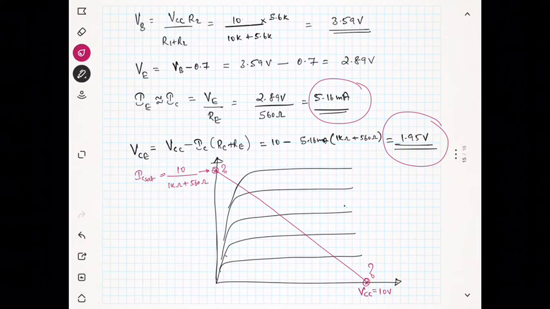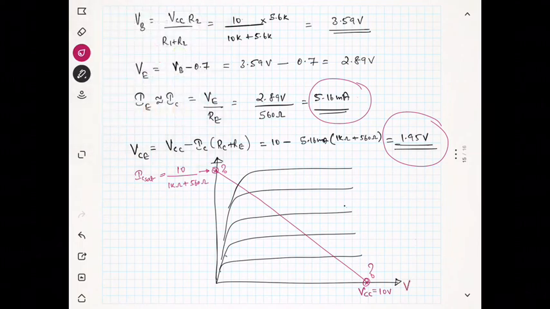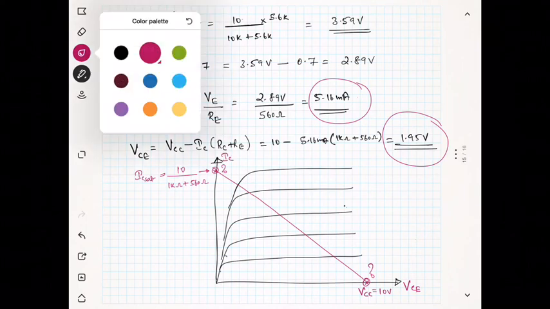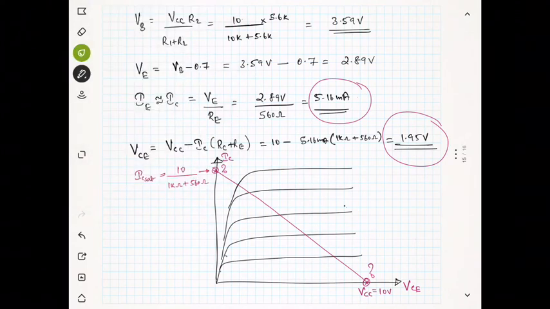Now I am going to mark the Q point. The x-axis is VCE and the y-axis is IC, as we have explained before. The Q point is at VCE of 1.95. Maybe this is 10 volt, so this is 5, maybe 2.5, and this is maybe 1.95 here.